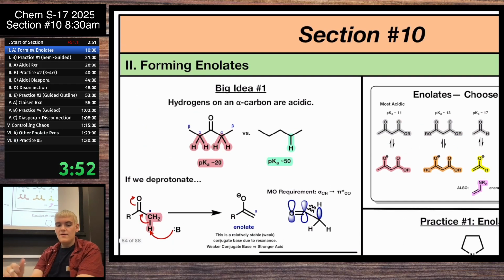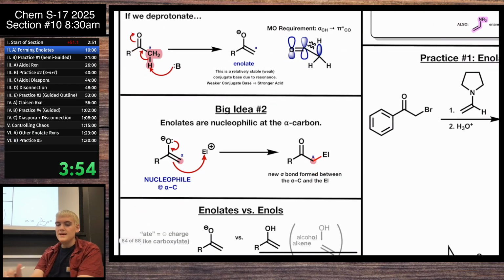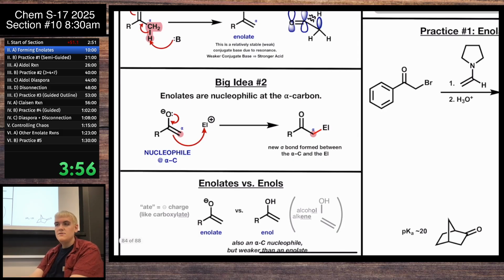So again, alpha hydrogens are acidic. The second big idea is enolates are nucleophilic at the alpha carbon. So we can push down and have the double bond in our enolate attack some electrophile, and suddenly we've made a new carbon-carbon bond. Very powerful. For exam 2, you only knew 4 ways. This is now a big, big 5th way that has a lot more opportunities with it.